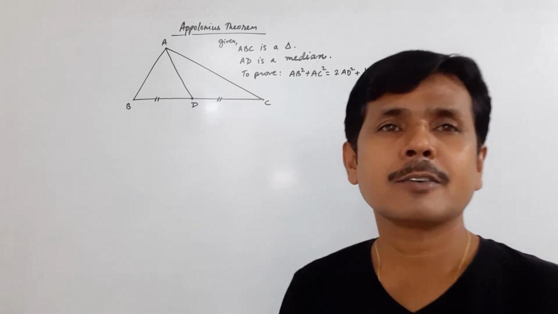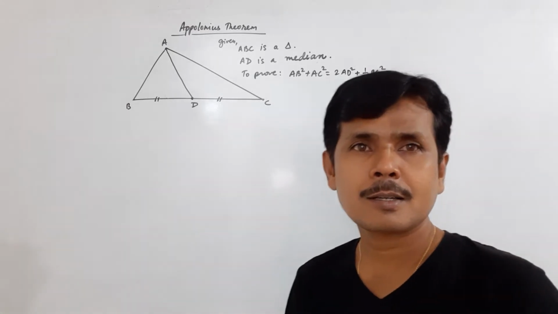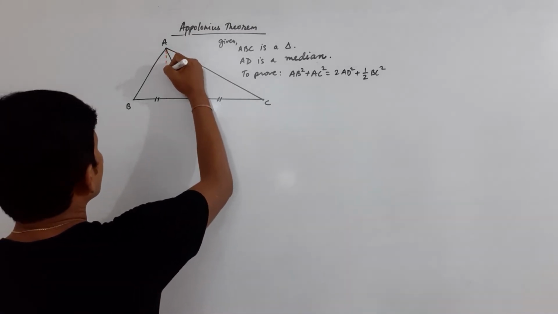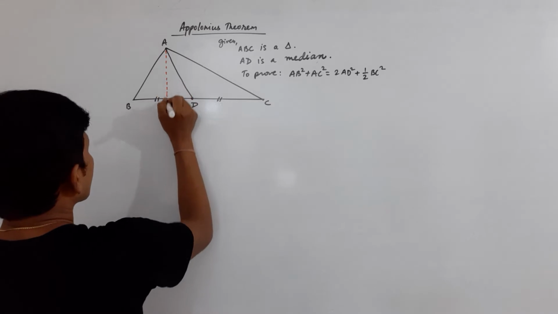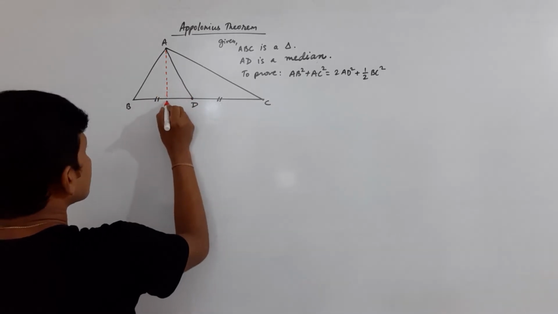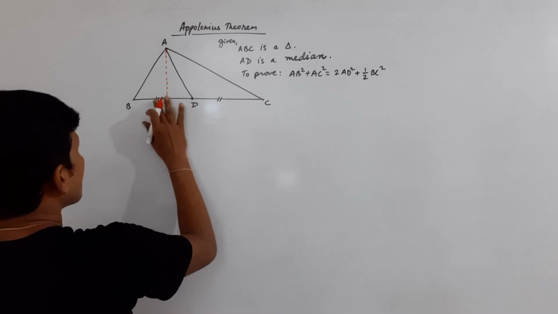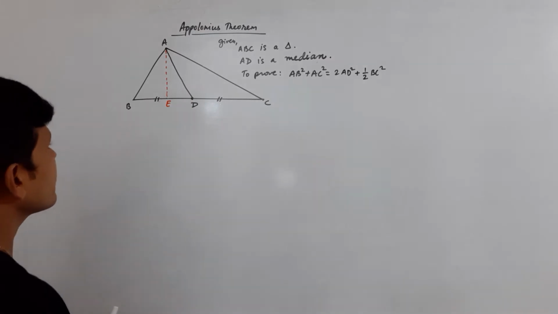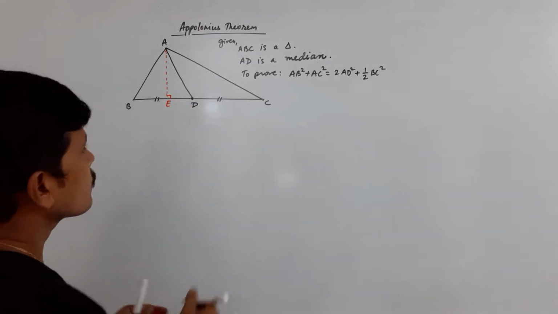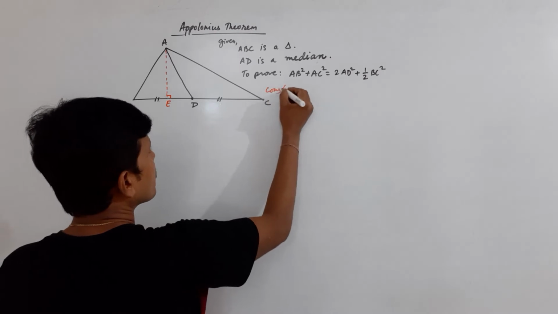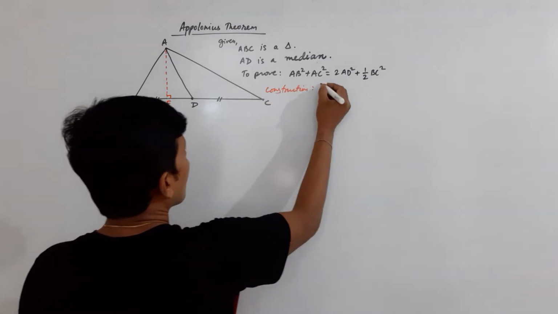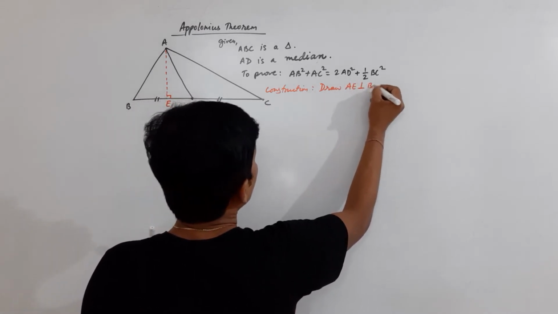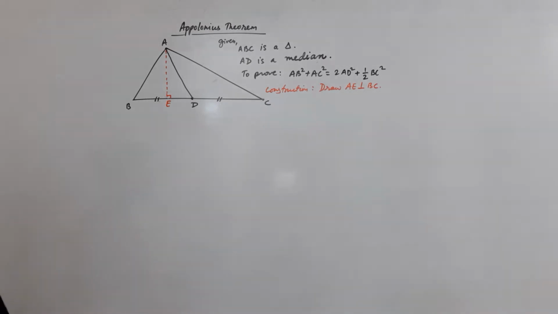Okay, let us prove it. For this we need to construct something, and what is that? Look over here. I am going to draw a perpendicular from vertex A on the side BC of triangle ABC, and I am naming it as AE. AE is a perpendicular. So I am going to write over here construction, draw AE perpendicular to BC.